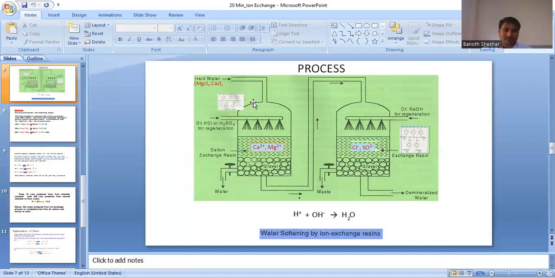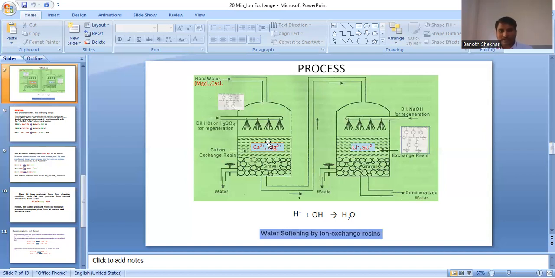In this process, the first chamber is the cation exchange chamber, and the second one is the anion exchange chamber. For example, as I mentioned here, hard water containing magnesium or calcium chloride is what we are feeding.